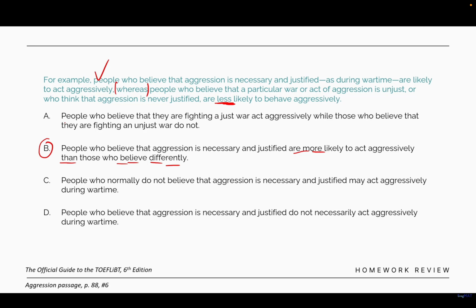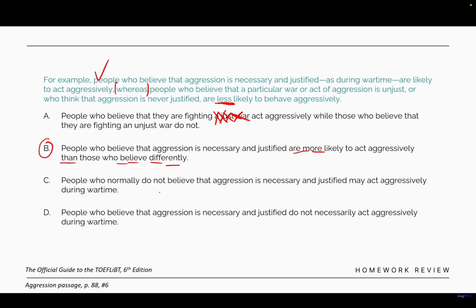A is wrong because it says those fighting a just war act aggressively, while those who believe people are fighting an unjust war. Okay, according to the passage, it gives a war as an example. It states a particular situation such as a war. It's not about war conditions. It's just an example. Exactly. So A makes it seem like that's the main point, but in the actual sentence, war is just an example. It's not the main point, right?